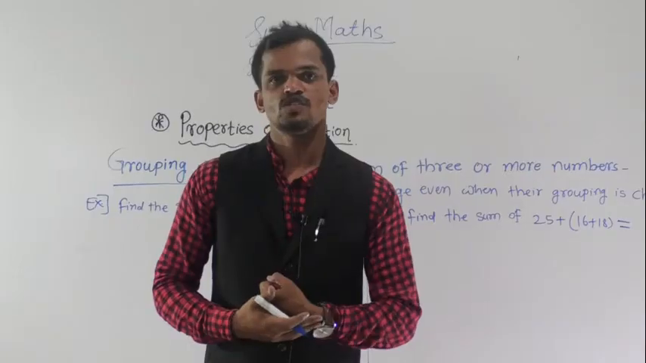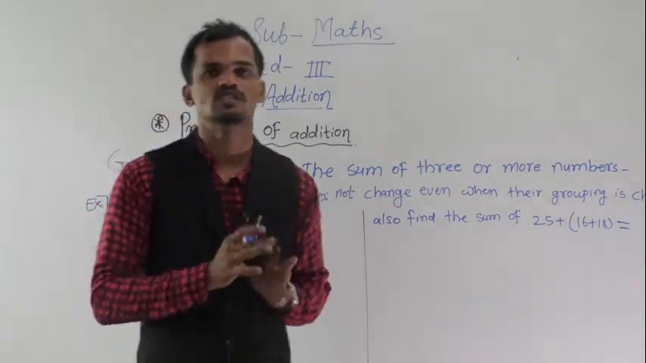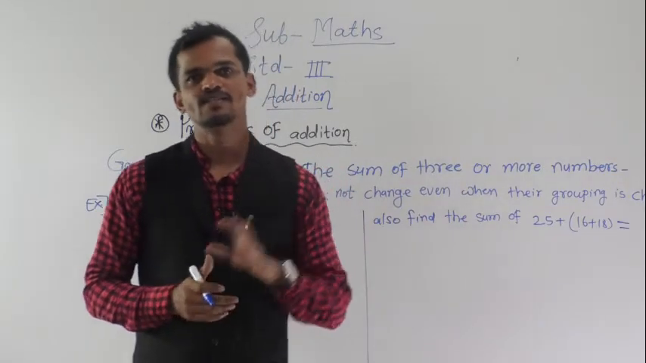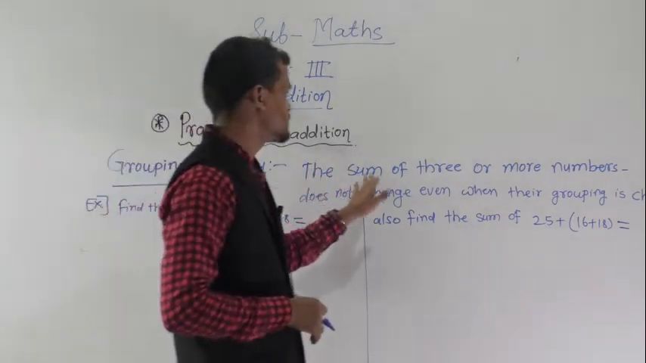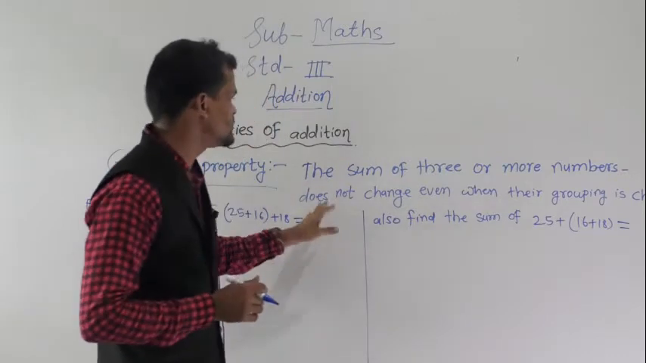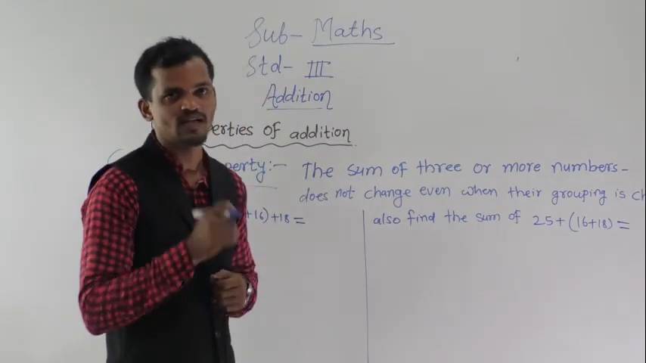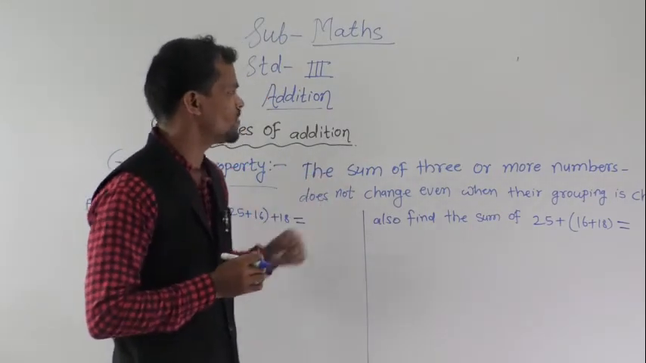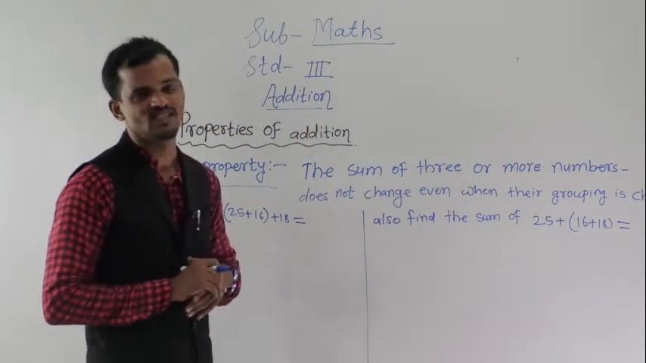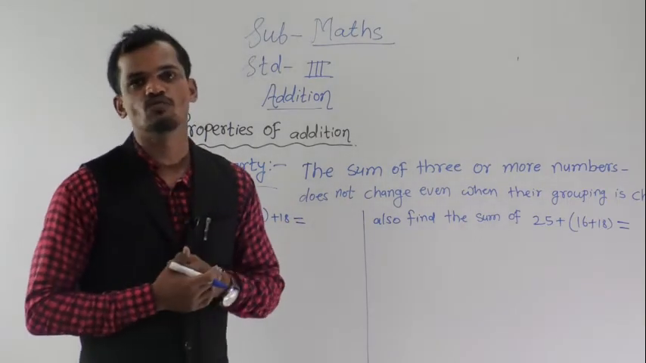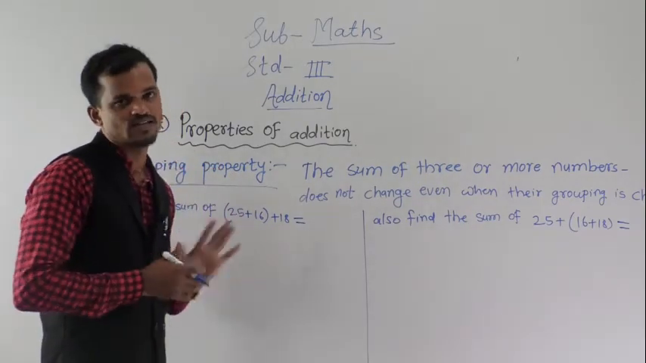The second property is the grouping property. It states that if we change the groups of the addends, the result does not change. The grouping property states that the sum of three or more numbers does not change even when their grouping is changed. Once again I am reading, pay attention: the sum of three or more numbers does not change even when their grouping is changed. Even when we change the grouping, the result remains the same. See the examples and you will understand.